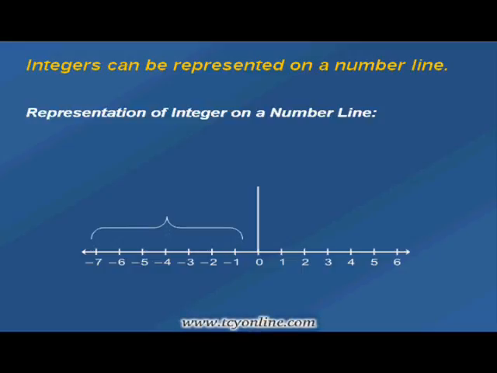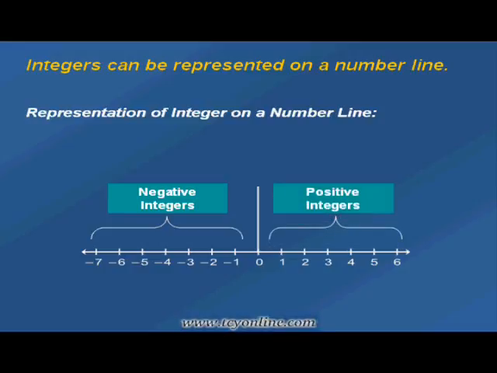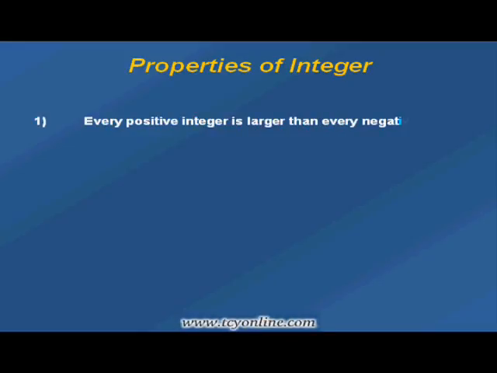This is the number line. On the left hand side of the origin we can see negative integers, and on the right hand side of the origin positive integers can be seen. Now let us study some well-known properties of integers.